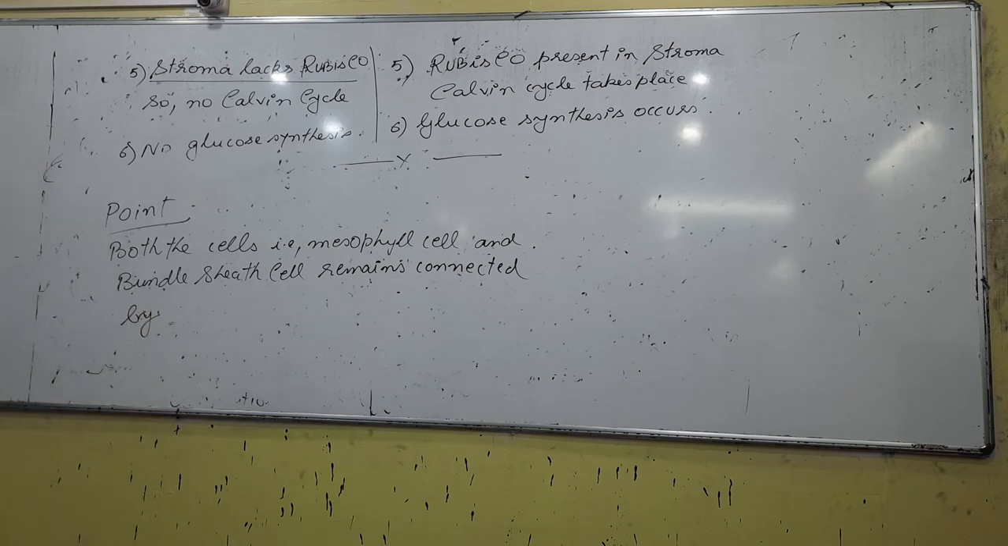Vascular bundle thakibo, vascular bundle surrounded by one ring of cells, that ring of cells would be connected by or surrounded by another ring of cells. So we see one cell, tar upor aru eta cell, tar upor aru eta cell. Etu vascular bundle no. So etu eta cell, etu eta cell, both the cells will remain connected. Connecting link to ki koy? The connecting link between two cells in case of plants.